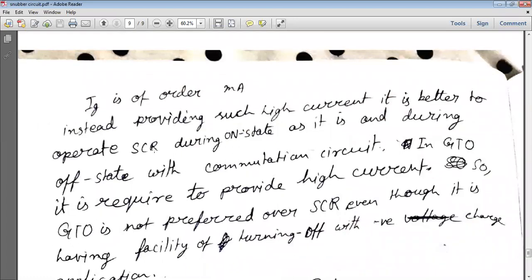Gate current is generally of the order of milliampere. Instead of providing such high current, it is better to operate the SCR during on state as it is, and during off state with a commutation circuit. In GTO, it is required to provide high current, so GTO is not preferred over SCR, even though it has the facility of turning off with negative gate pulse application. GTO has poor turn off gain.